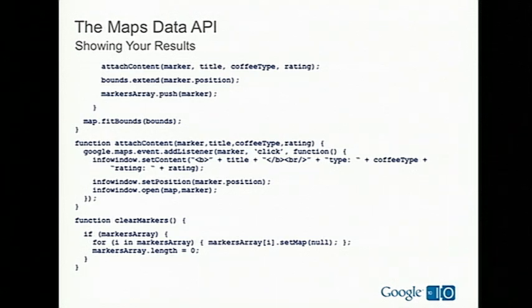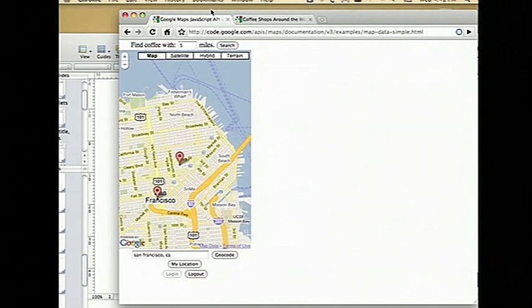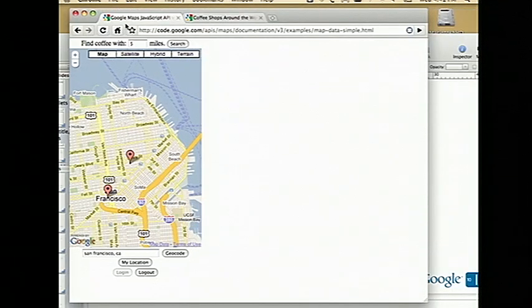And this is the example of attaching the content, the HTML content. So I'm going to add a listener for the click event on that marker. Remember, this is a listener on the marker, not the map. And I'm going to set the content to that title and the coffee type and the rating. And I'm going to position the info window where the marker is, and I'm going to open it on the map. And here's an example of just iterating over the clear markers when I want to do that. So I'll just show that again so you can get a good idea of how it works.